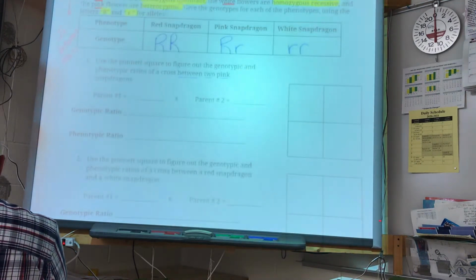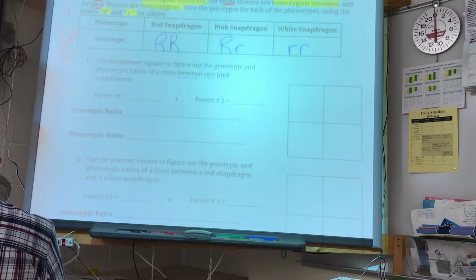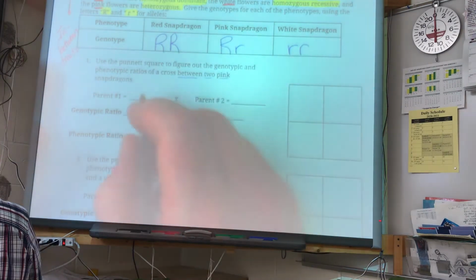So the first Punnett square we ask you to do is to take a pink snapdragon and a pink snapdragon and cross those 2 snapdragons together. So a pink crossed with a pink, what are we going to get?